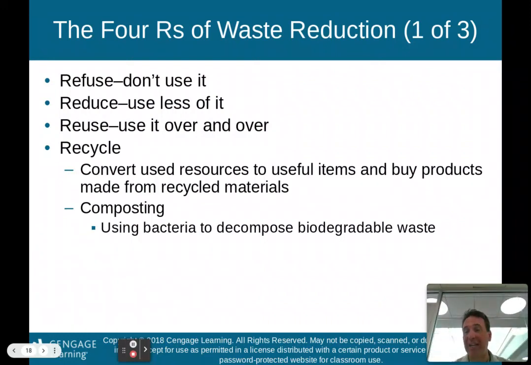Again, reuse would be like a water bottle. Instead of buying a case of 30 plastic water bottles that you drink one and throw out, you carry your own water bottle, and you just reuse it over and over again. You're not recycling this, you're just reusing it over and over again. All right, so that's what you want, the 4 R's: refuse, reduce, reuse, and recycle.